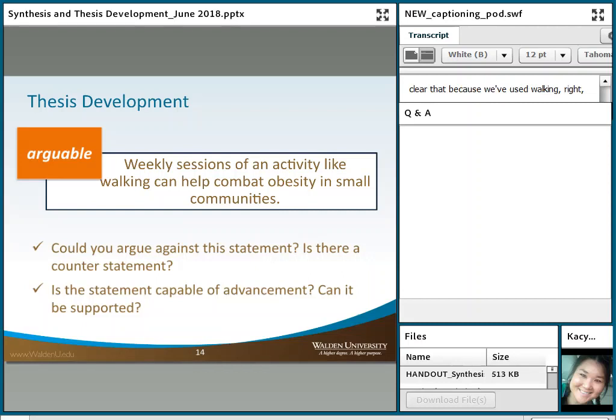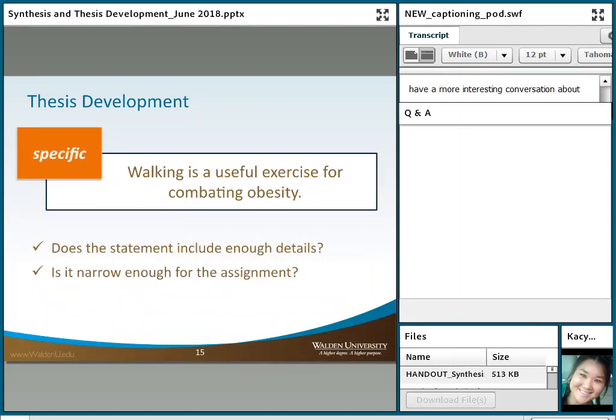So instead, we can change it to weekly sessions of an activity like walking can help combat obesity in small communities. So it's clear that because we've used walking, we're going to be talking about walking, but we've, again, opened it up to some potential arguments. Maybe someone's going to say walking isn't a strenuous enough activity, so that wouldn't help combat obesity. Or maybe there's something about small town communities that it would work better to do some other kind of physical activity. So we can have a little bit more interesting conversation about this specific thesis and this arguable thesis.